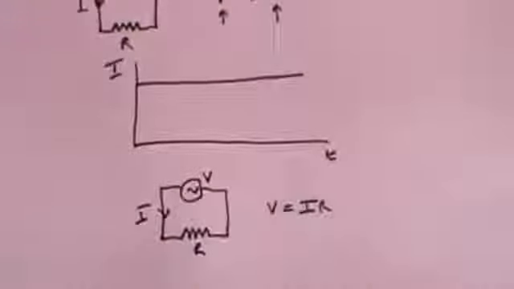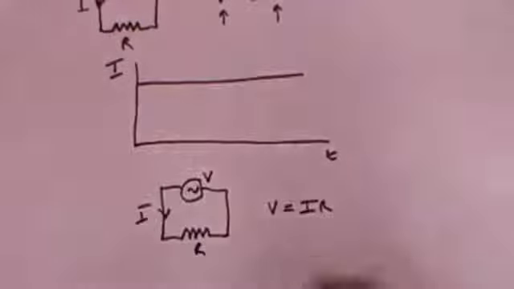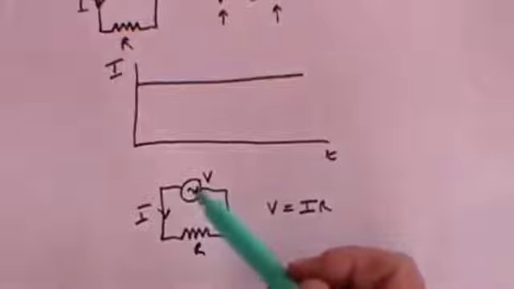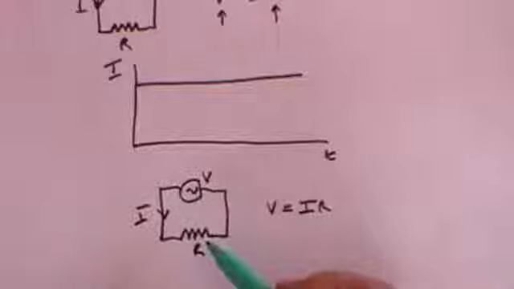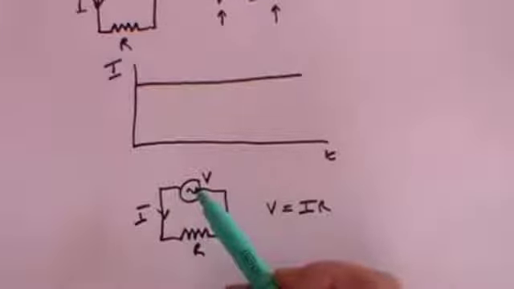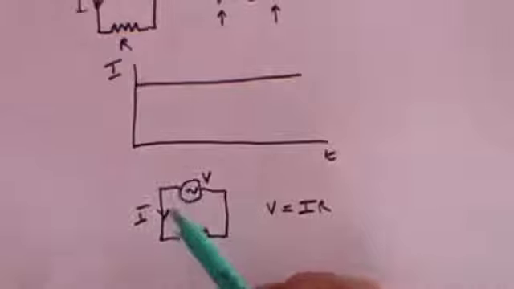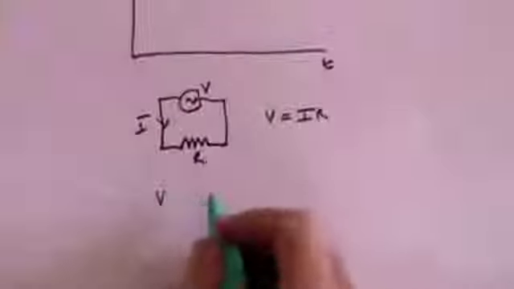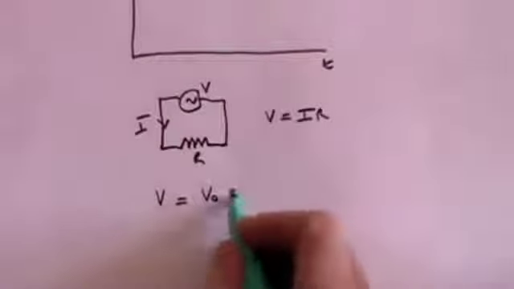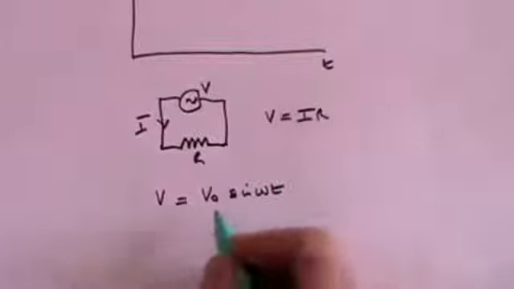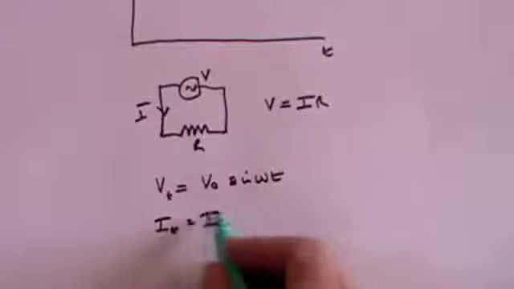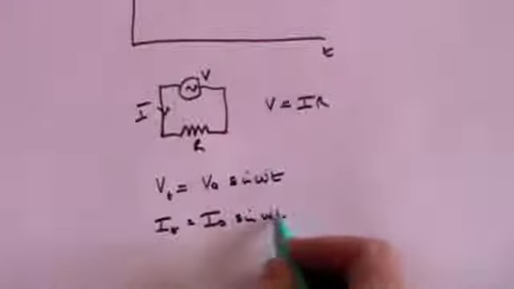V equals IR. But what you have to remember is that when you've got an alternating current, as we saw in the video that I've made on alternating current, the voltage is constantly changing. The resistance, of course, remains the same. So if the voltage is constantly changing, the current is constantly changing. And the mathematical representation of that is that V equals V0 sine omega t. That's V at any time t. And the current at any time t is equal to I0 sine omega t.